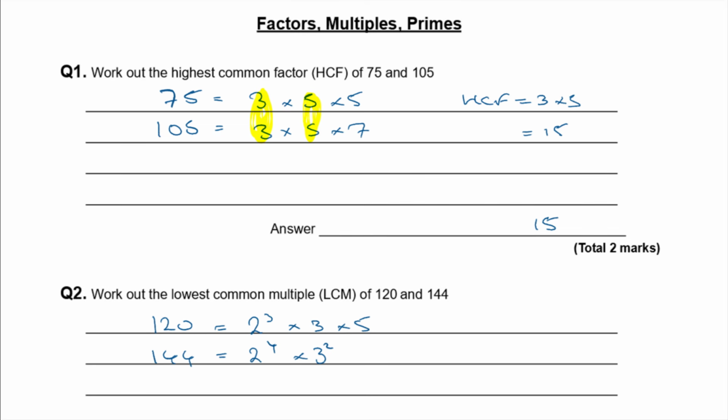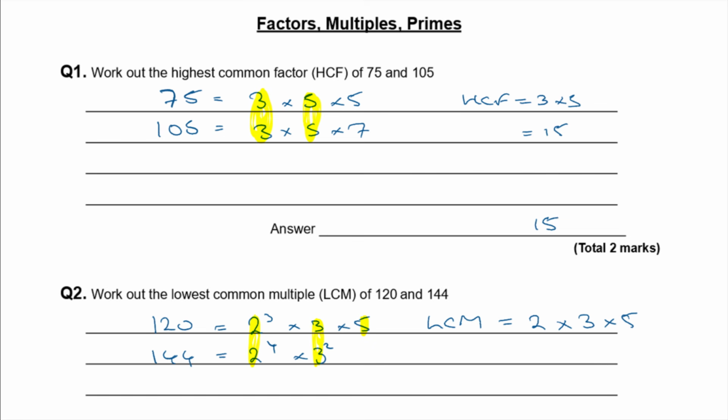Okay, and then the LCM is every base that appears. You can see we've got a 2 appearing, we've got a 3 appearing, and we've got a 5 appearing. They're my 3 bases. So the LCM is going to have a 2 in it, a 3 in it, and a 5 in it. But we pick the highest power that appears of that base.